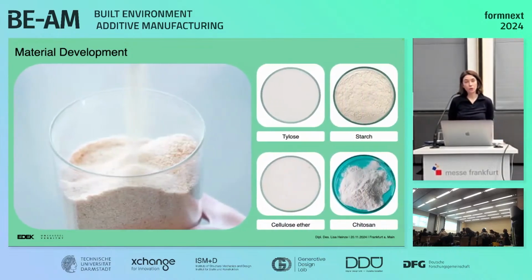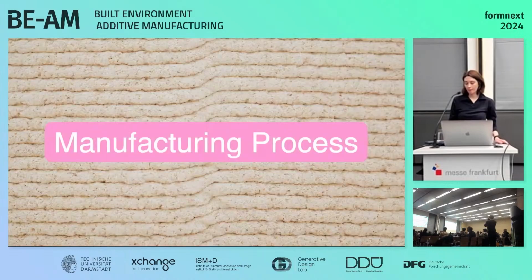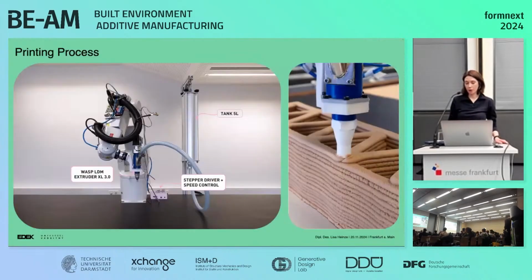Because of the nature of wood, we need some kind of binder, and we used quite a variety. And these are the main four we are still investigating today: thiolose, starch, cellulose ether, and chitosan. And once everything is mixed together, we're going to print it.